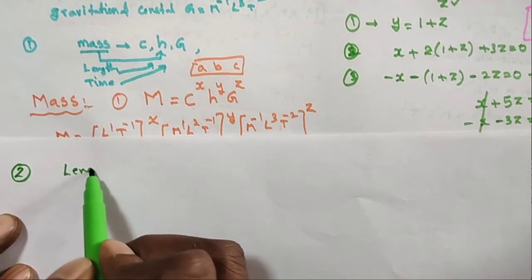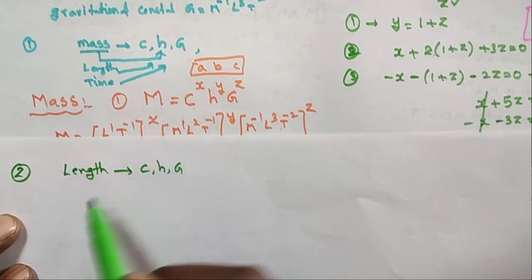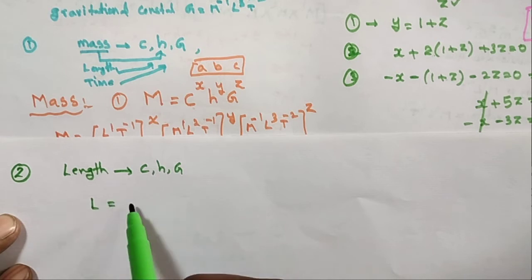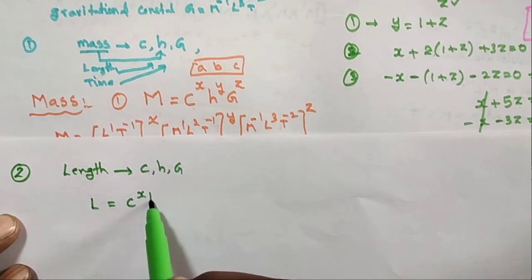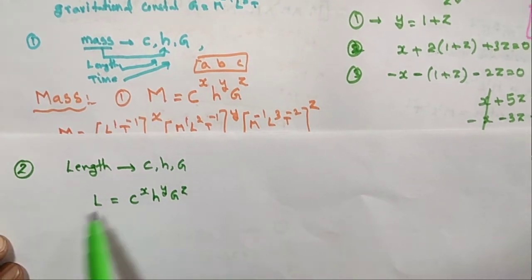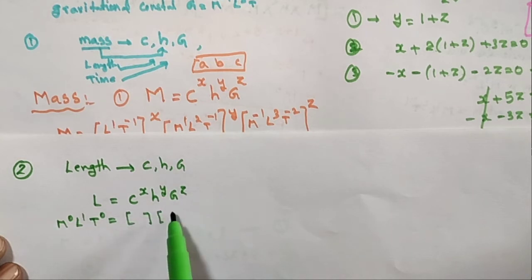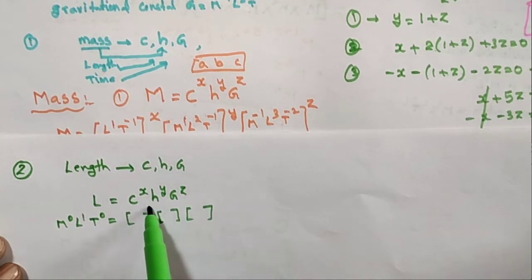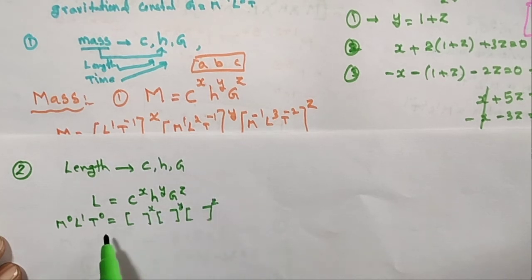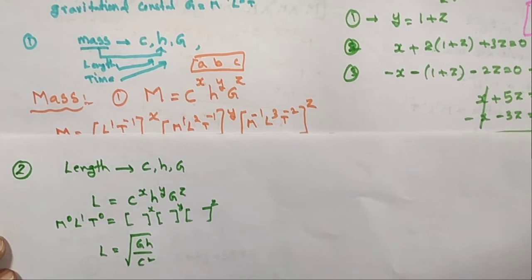The length depends on these fundamental quantities c, h, g. So I will write L is equal to c power x, h power y, g power z, so that is m power 0, L power 1 and t power 0. Substitute all the dimensional formulas of c, h, g, x, y, z, and you can get finally one equation. So that is L is equal to under root of g h by c square. This is the second problem.